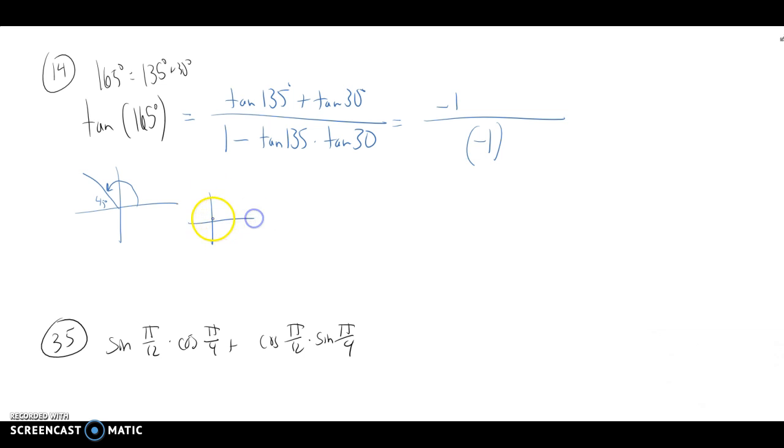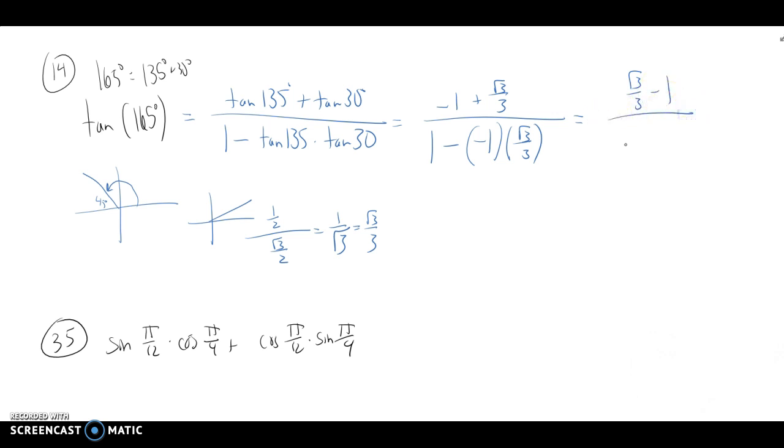And then 30 degrees is in the first quadrant. The tangent of 30 is the sine of 30 divided by the cosine of 30, which comes out to 1 over root 3. And then we'd want to rationalize that into root 3 over 3. We'll fill that in both places we see the tangent of 30. And then it was 1 minus that. In the numerator, we have root 3 over 3 minus 1. The denominator, we have 1 plus root 3 over 3.